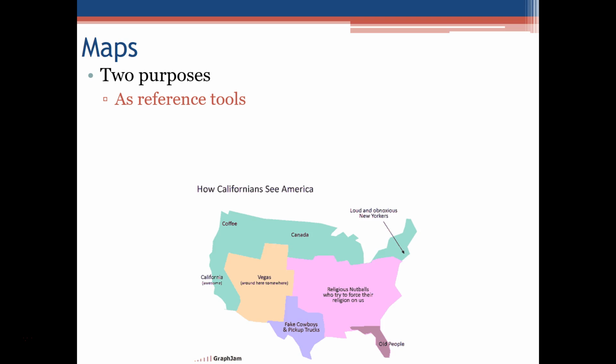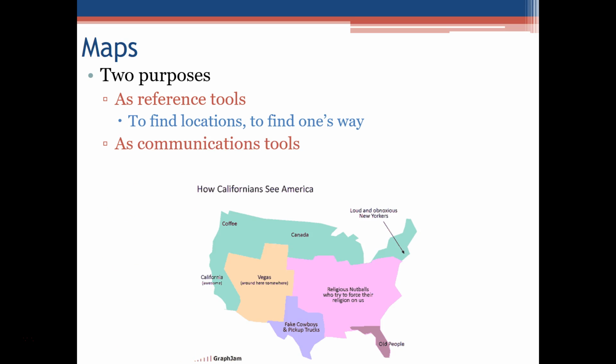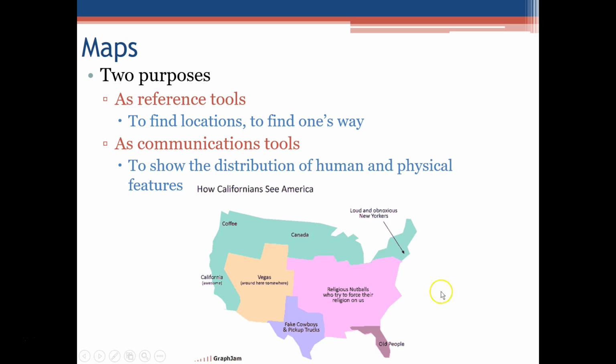So, as reference tools, that's to find your way around places, things like GPS or whatnot. And then as a communication tool, to show distribution of human and physical features. So this funny map of how Californians see America, I'm hoping most of you are looking at that and you're like, that fits under the communication tool category. Hopefully you guys weren't thinking reference tool. Maybe you were. I don't know, maybe you're looking for Vegas and you're going over here somewhere. It's up to y'all. But that's a communication tool.